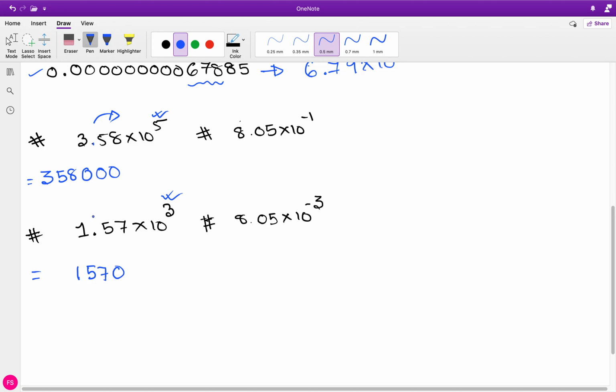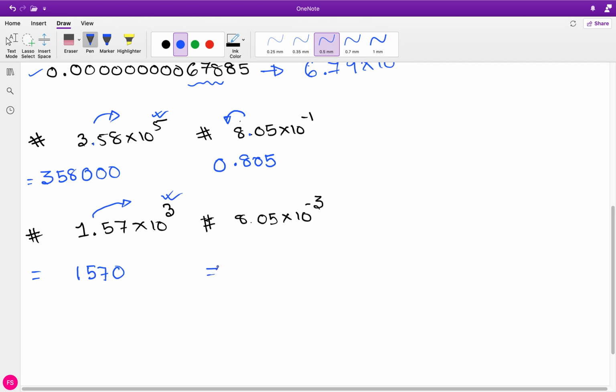And I moved the decimal point to the right because this is a big number. The power is positive. Now let's look at numbers where the numbers are very small. I have 8.05 times 10 to the power of -1. This is negative. That means you have to move the decimal point to the left side. I'm going to move this decimal point by 1 place. Then I'm going to have 805. And then I'm just going to put a decimal point before, a 0 before the decimal point.